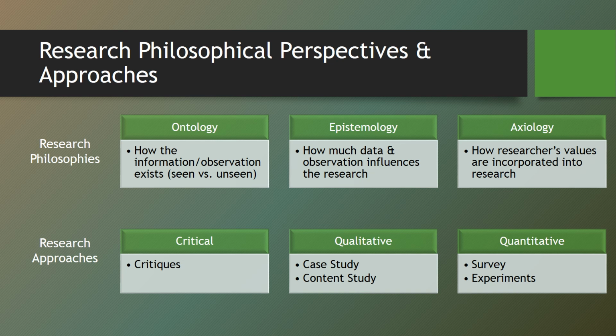The ontological perspective indicates how the information is seen or not seen. In layman's terms, if one is not there to see it, does it happen? The epistemological perspective indicates how much data and observation influences the research, spanning the objective to subjective spectrum. Last, the axiological perspective deals with to what extent the researcher's own values are incorporated into the research. The 3 approaches include critical, focusing on critiques, qualitative, focusing on case and content studies, and quantitative, including surveys and experiments.